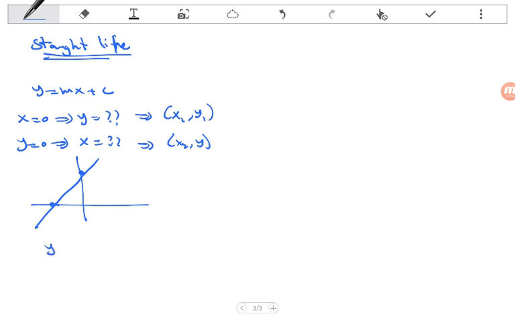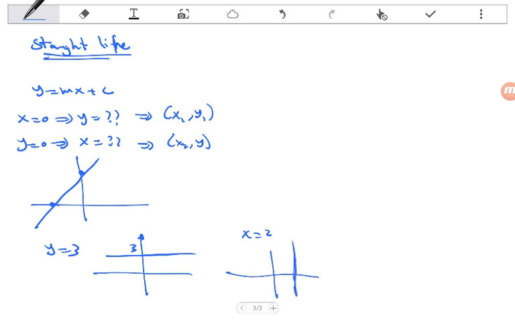If we had y equals 3, how can we graph that line? It is parallel to the x-axis. Y equals 3 is parallel to the x-axis. And what is x equals 2? That will be a vertical line parallel to the y-axis. So this is x equals 2. Okay, this is the straight line.